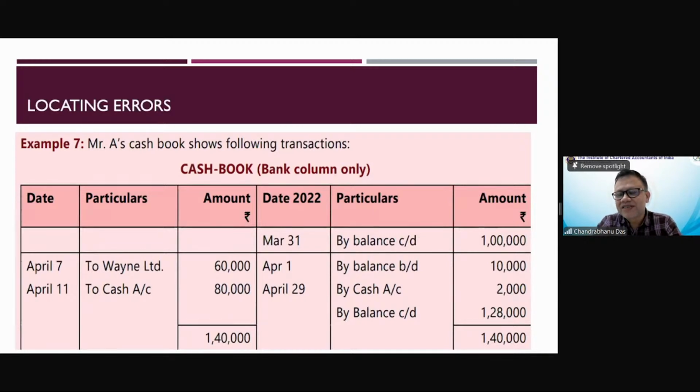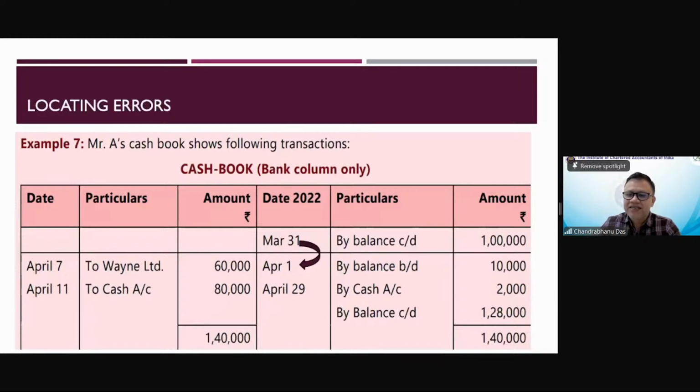So companies also locate the errors. Can there be errors also? That's the reason the bank balance and cash balance are not matching. If you see the bank column of the cash book, you can see how systematically they have written date, particular, amount: 60,000, 80,000, 10,000. All these amounts they have given, and they have given a balance. The balance here is 1,28,000.